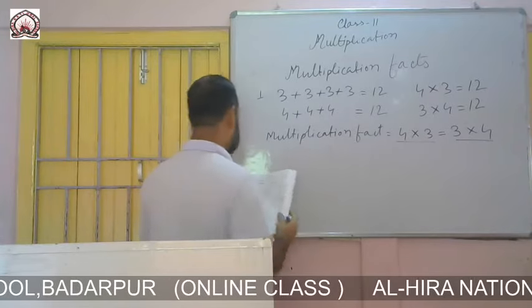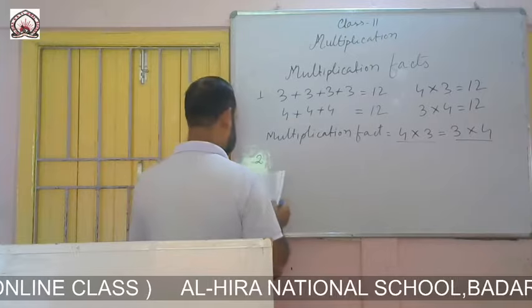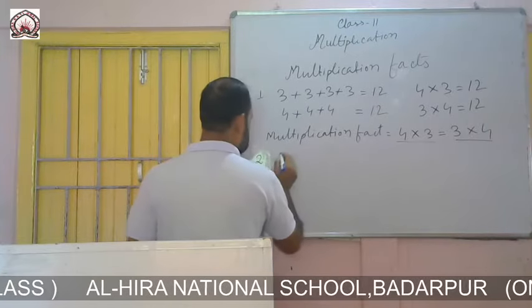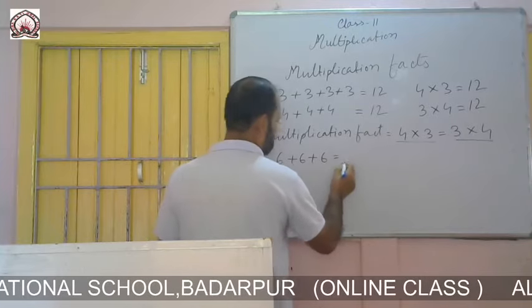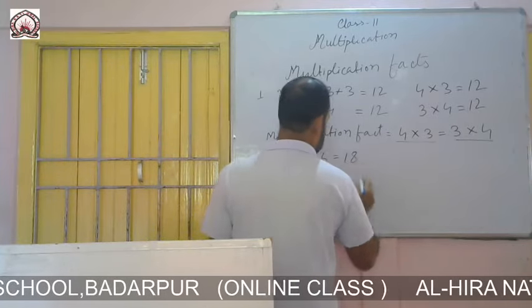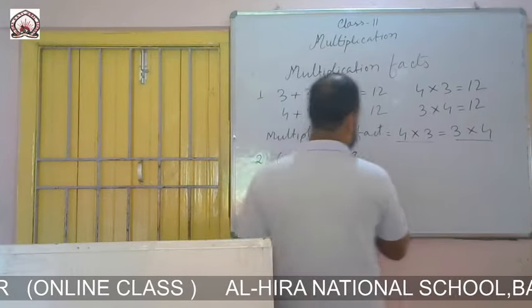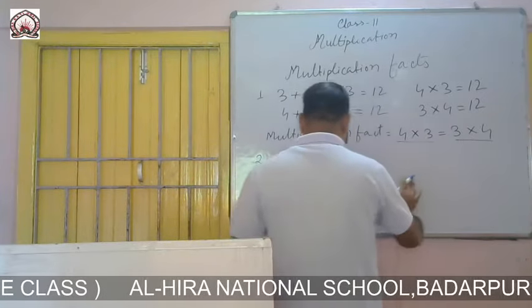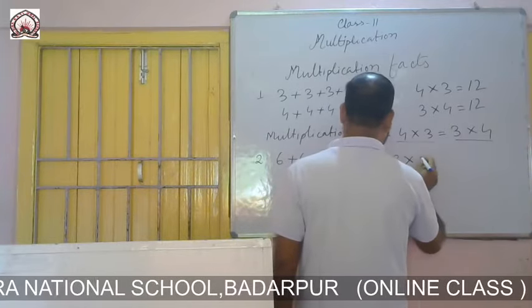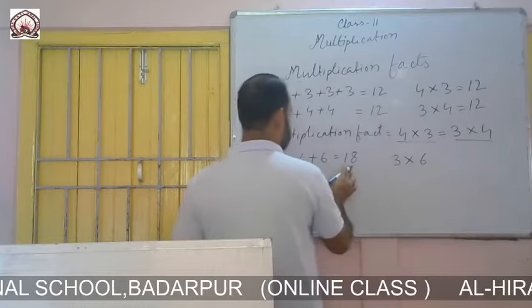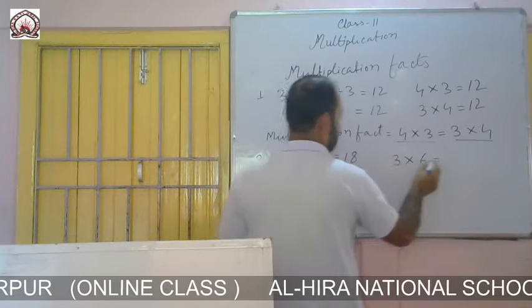Next fact number 2. 6 plus 6 plus 6 equal to 18. Here we get 6 three times. 3 into 6. 3 into 6 equal to what? We get the answer 18.